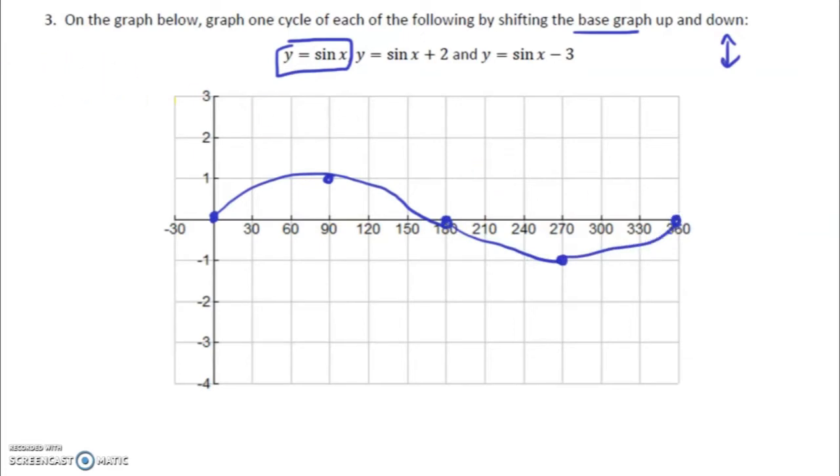For the second one, we're going to take our graph and go up 2. Each box represents 1 in the vertical direction, so we go up 1, 2 for each of the critical points.